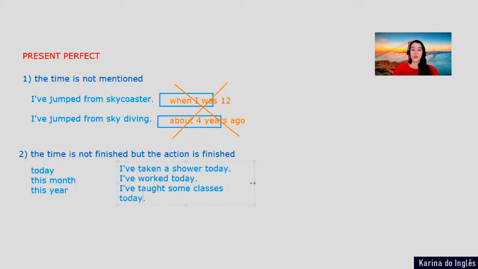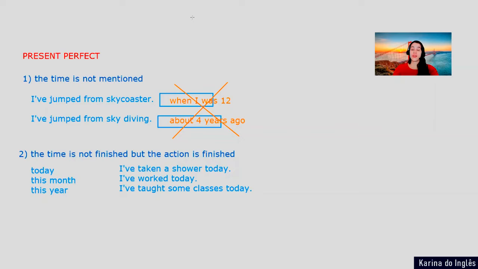What do we see here? We see actions, to take a shower, work, and teach, all of them in the third column, okay, third form of the verb, that is past participle, and with the auxiliary verb have. Why did we use this? Because it's today. The action is finished, but the time today is not finished. The action worked is also finished, but today is not finished. Today is still in progress.